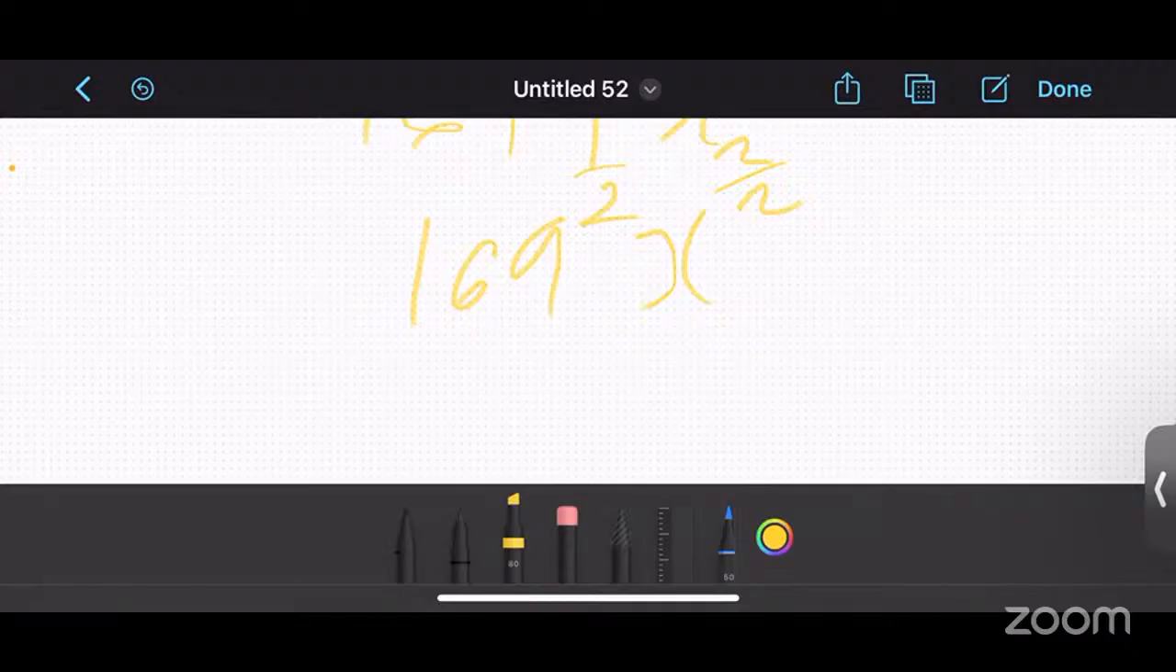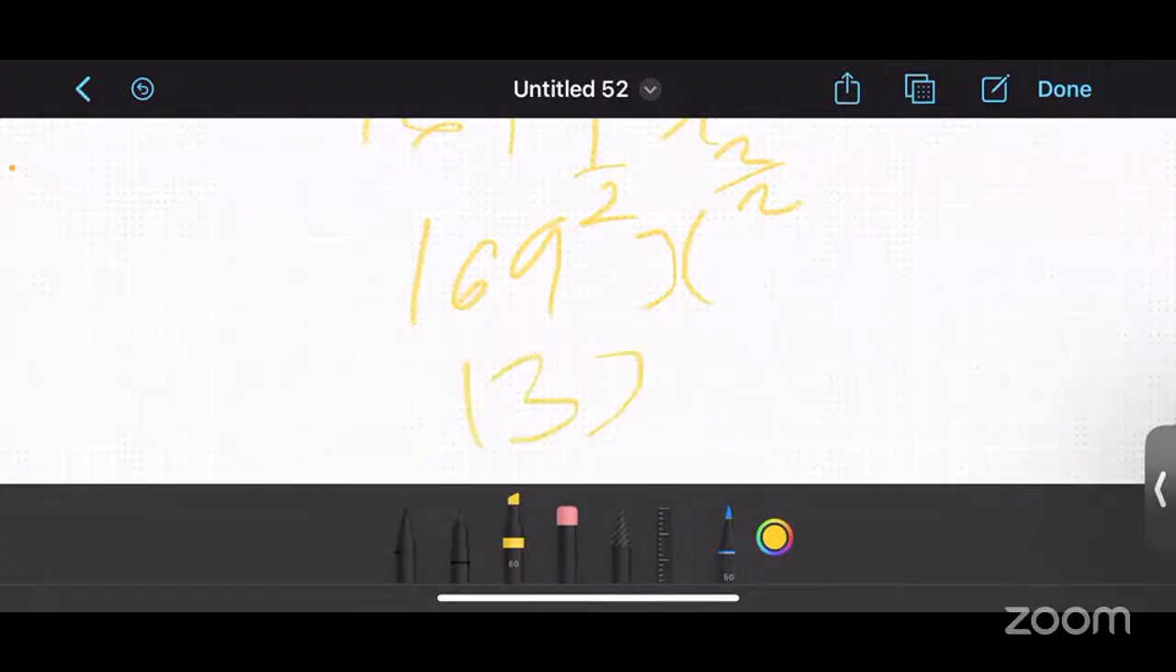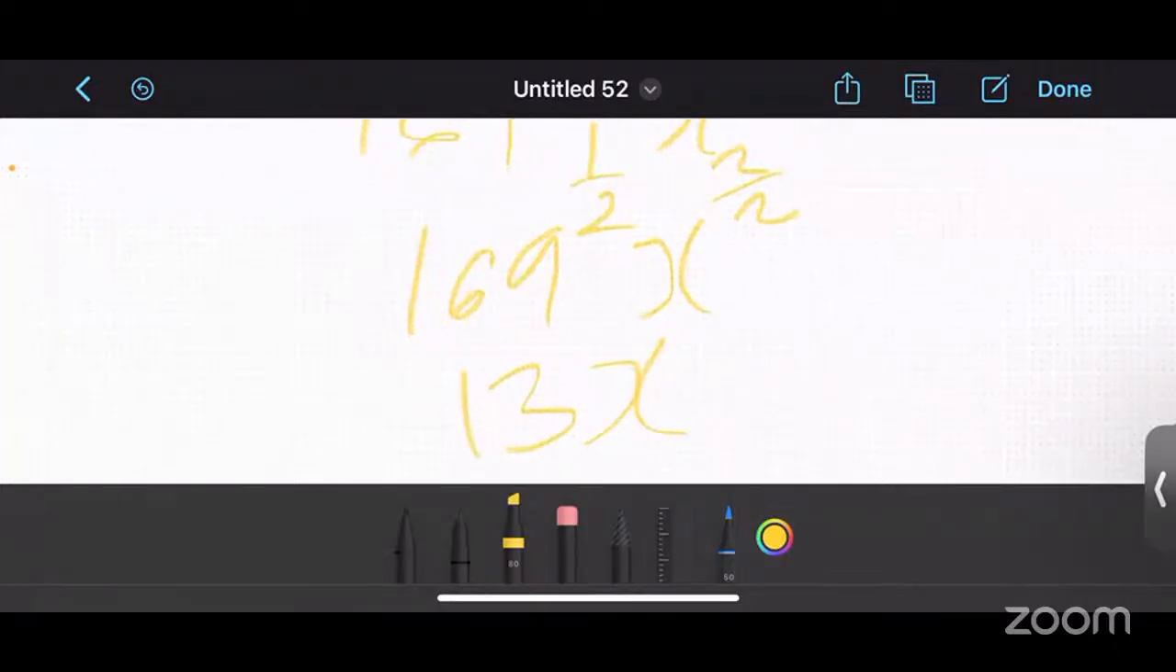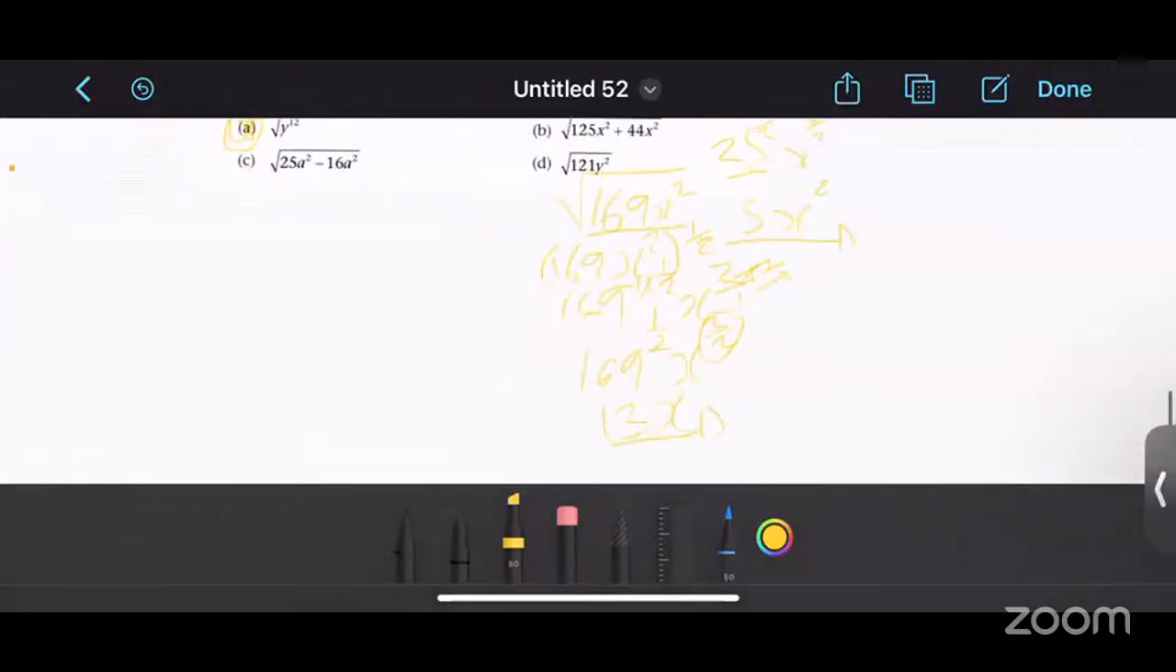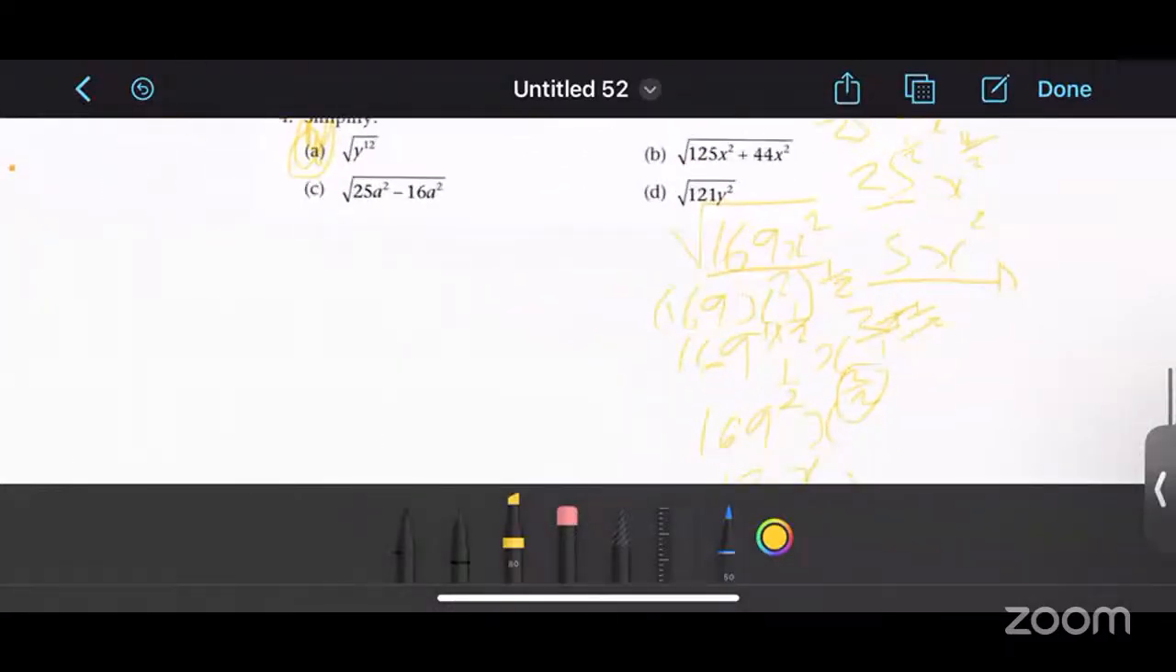What is the square root of 169? Is it a whole number or is it decimal? Guys, what is the square root of 169? Ma'am, the answer is 13. 13. Thank you. So we have 13x, just 13x, because 2 over 2 is equal to 1. So we're just going to have 13x. Any question?